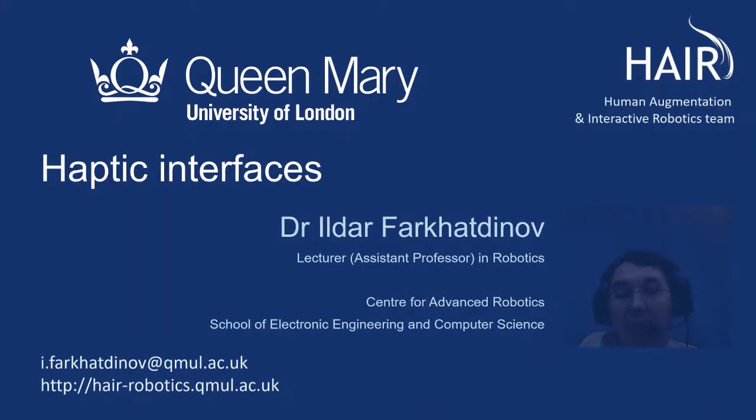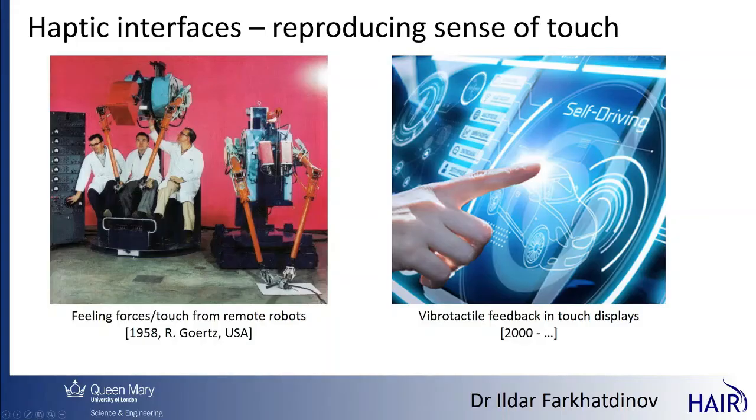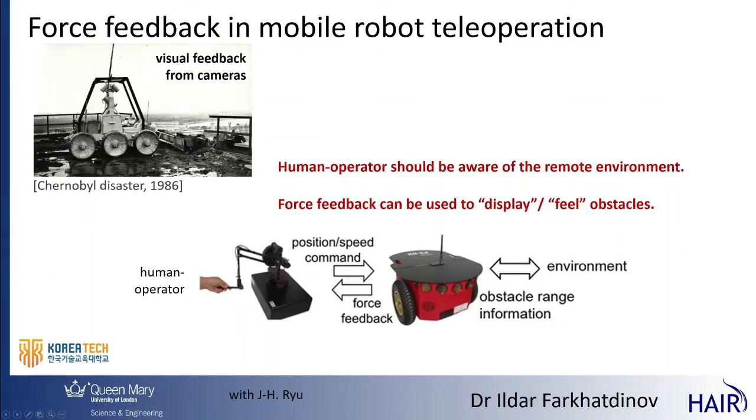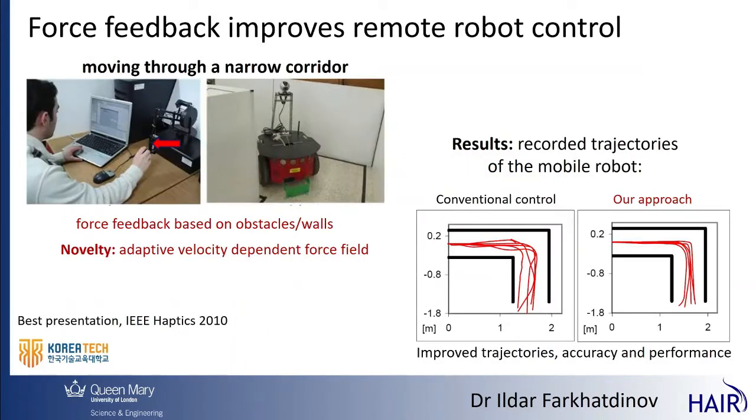Hello. In this presentation, I will share with you my research on haptic interfaces. Haptic interfaces are used to provide touch feedback. For example, haptic feedback is commonly used in robot teleoperation, such that a human operator can feel what the remotely controlled robot touches. In my earlier research, I developed new force feedback algorithms for mobile robot teleoperation. We proposed force feedback based on the obstacles surrounding the robot. We evaluated our force feedback method in a teleoperation task. It was demonstrated that the proposed velocity-dependent force feedback improved the robot's motion control and reduced collisions.